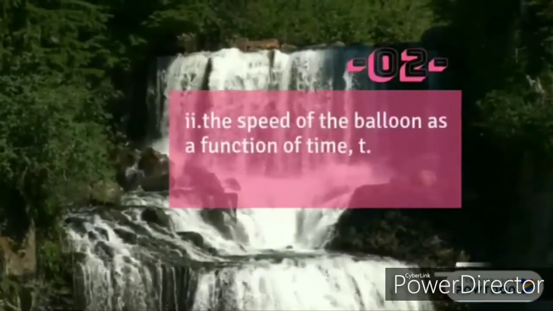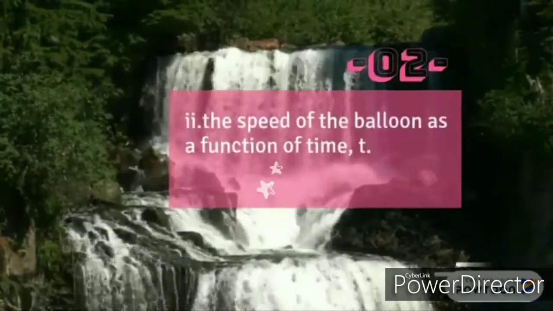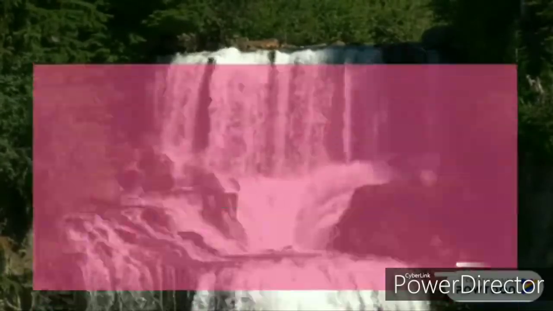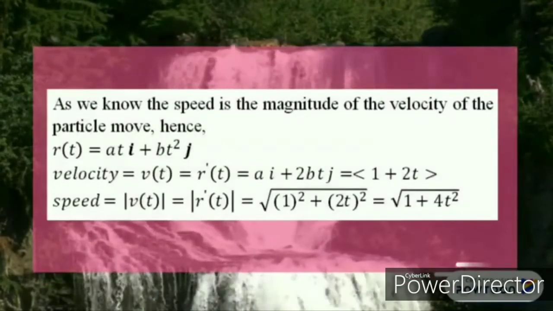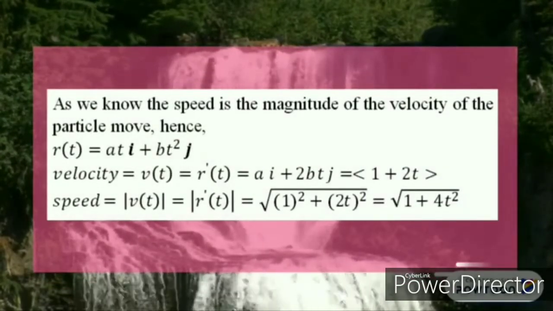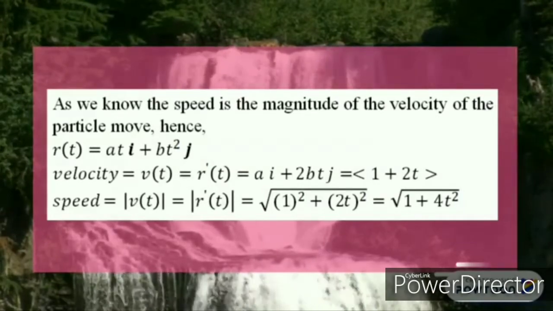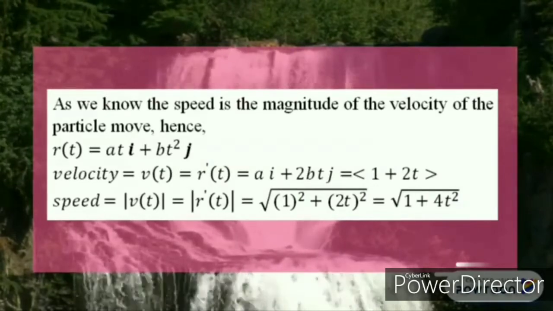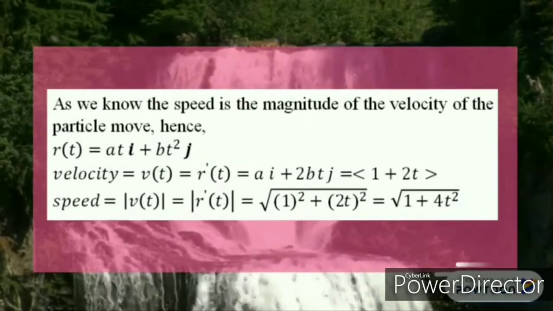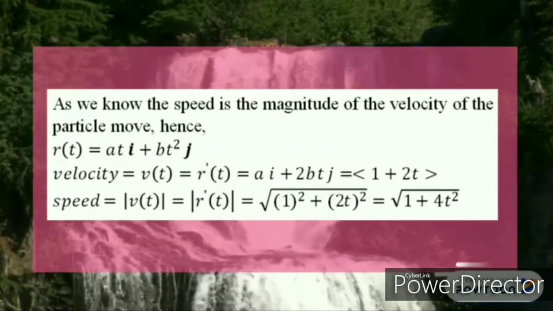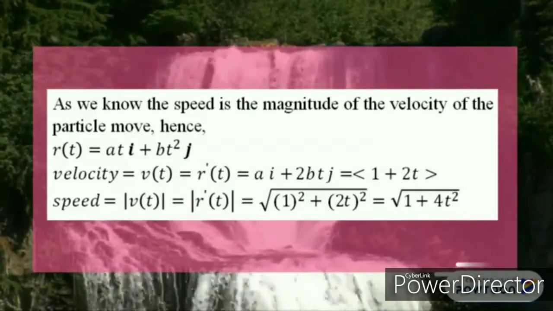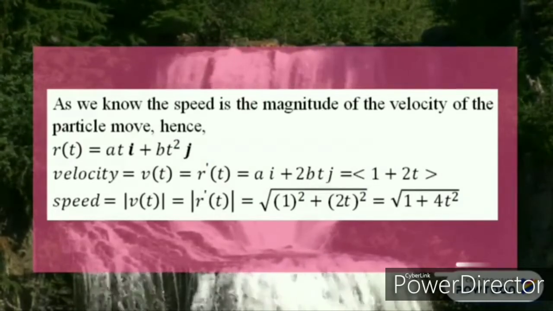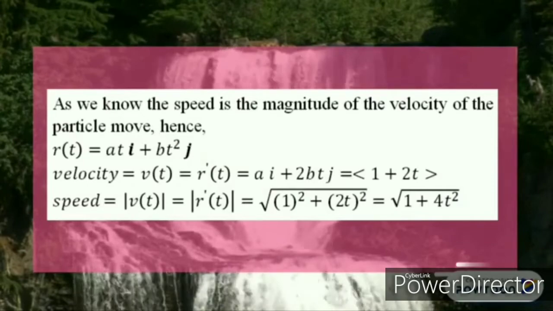For the question 2 Roman, we need to determine the speed of the balloon as a function of time t. As we know, the speed is the magnitude of the velocity of the particle move. Hence, r(t) equal to at i plus bt squared j. From this equation, we need to find the velocity. By differentiate the equation, then we will get a i plus 2bt j. Then calculate the speed by magnitude the velocity and we will get the square root of 1 plus 4t squared.